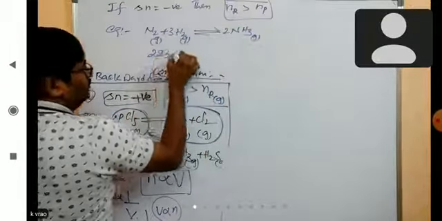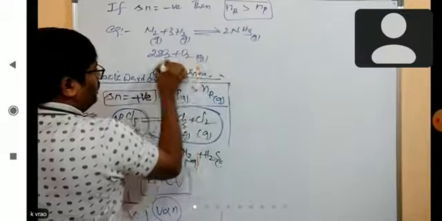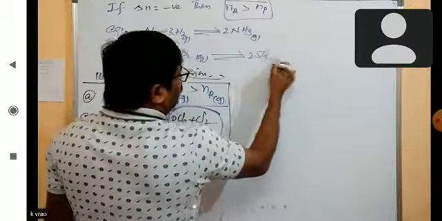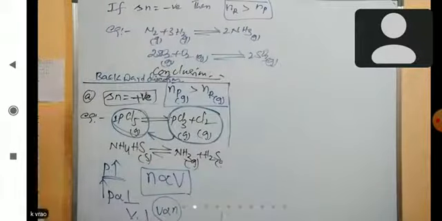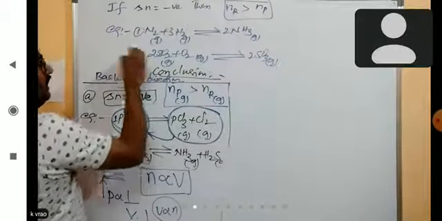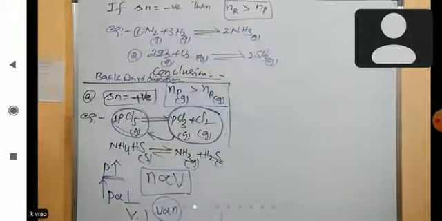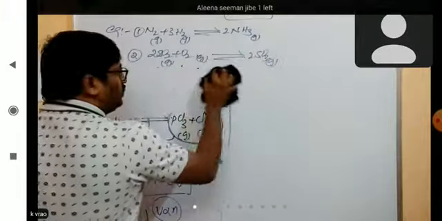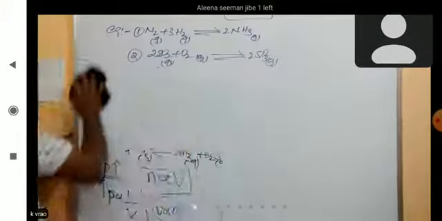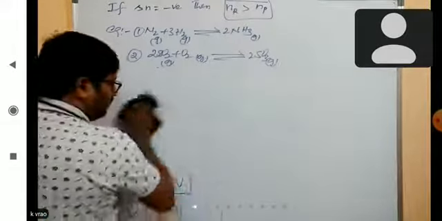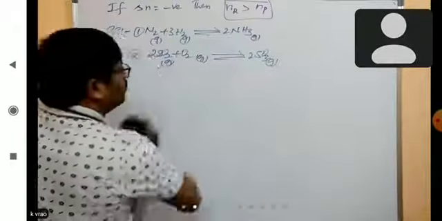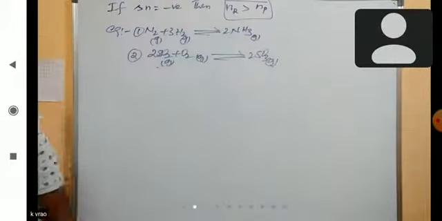Another example: 2SO2 plus O2 gives 2SO3. These two reactions are the examples for delta n equal to negative. When delta n is negative, what does it mean? The number of moles of the reactants per unit volume is more compared to the number of moles of the products per unit volume. Then n of R is greater than n of P.